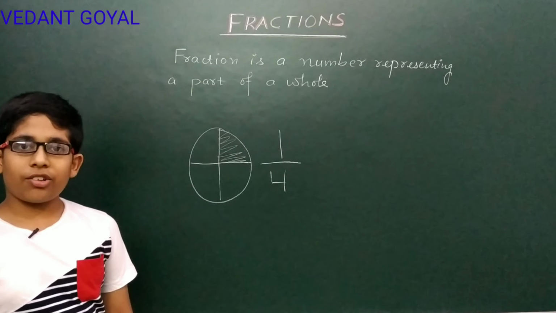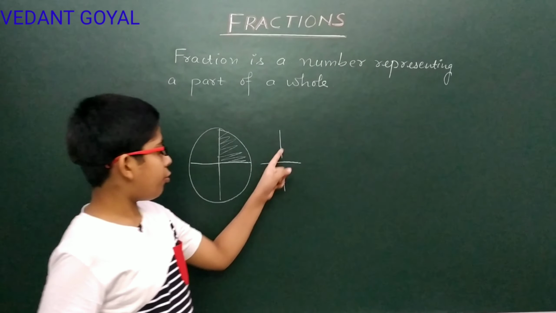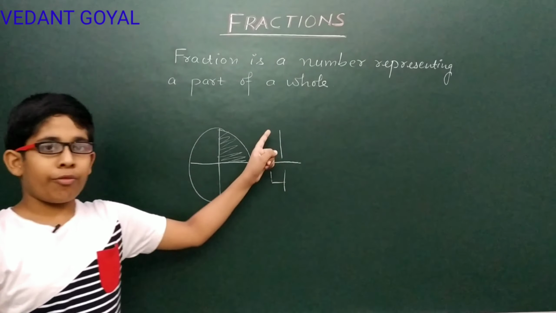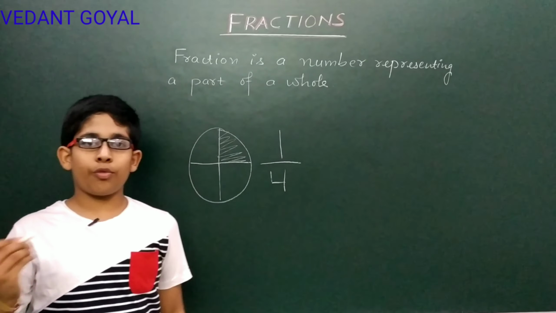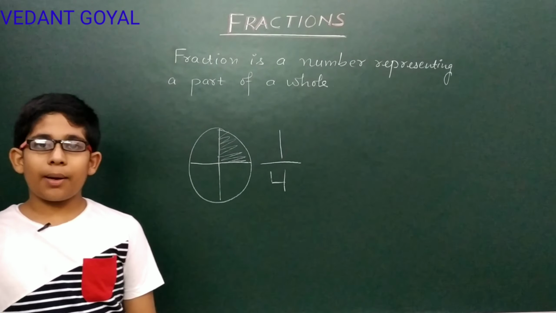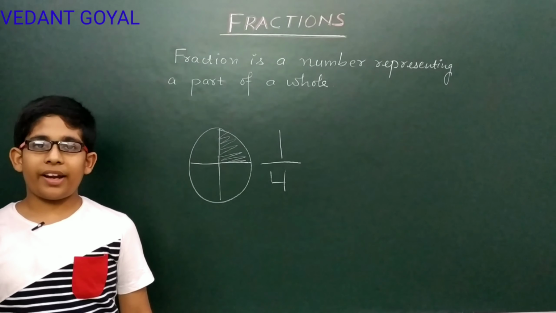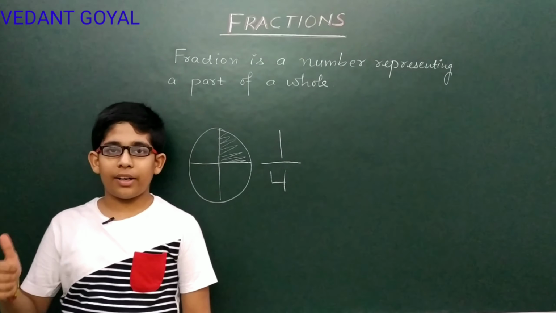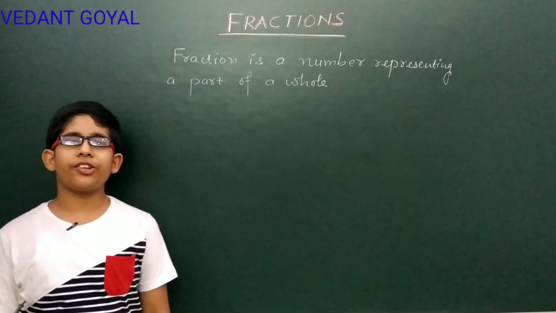So what is the fraction of the pizza received by a single person? It is 1 by 4. 1 represents the part of the pizza which is given to one person, and 4 represents the total number of parts in which we have divided the pizza. Understood? Now let's learn how to represent a fraction.